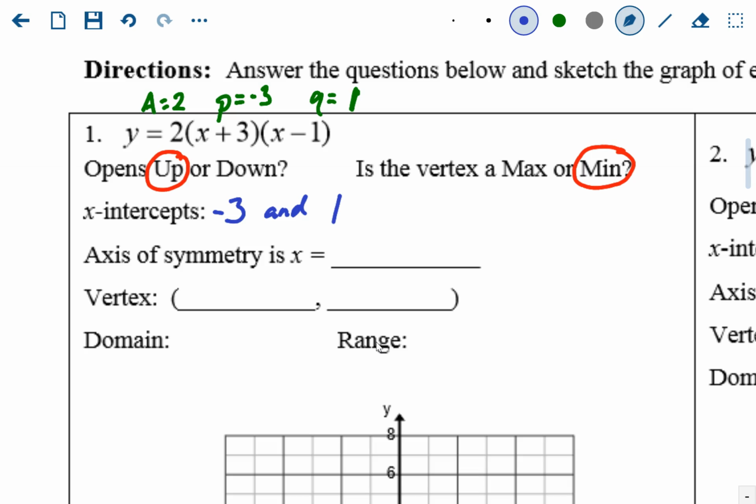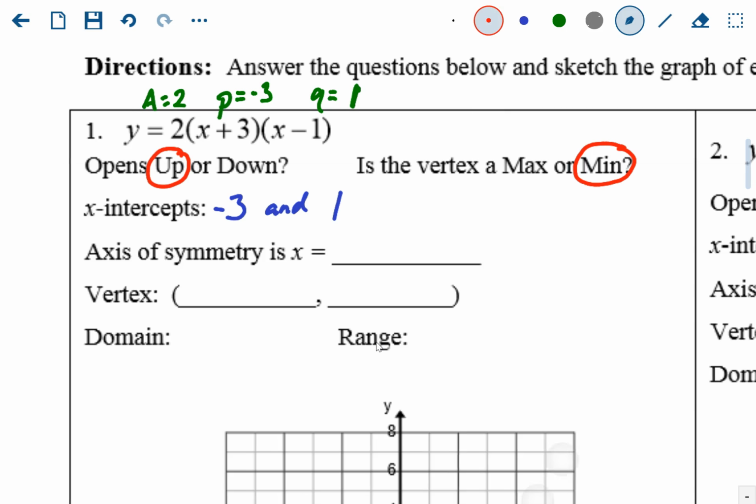Now the axis of symmetry is going to be halfway between those two X-intercepts. So the formula we had for that was X equals P plus Q divided by 2. Negative 3 plus 1 is negative 2. Negative 2 divided by 2 is negative 1. So our axis of symmetry is X equals negative 1.